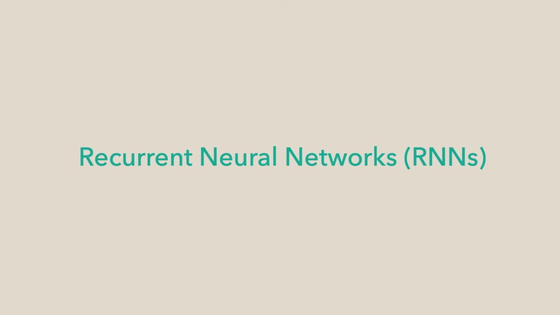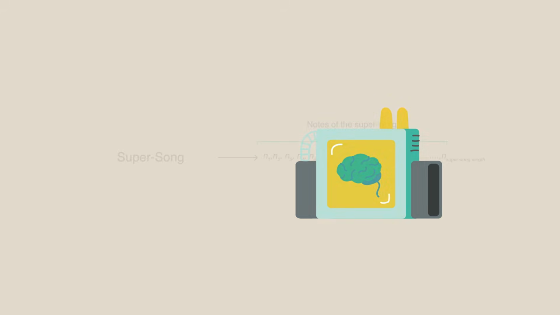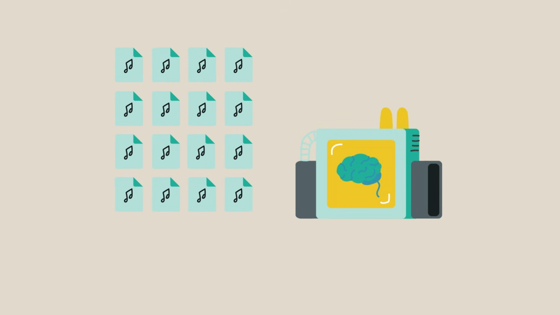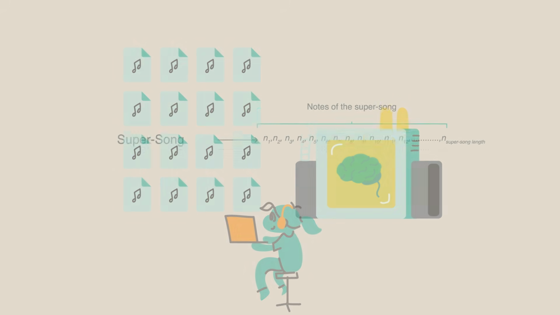Let's walk through an example of music prediction using a traditional recurrent neural network. First, we build a kind of super song by merging melodies from hundreds of songs into one long sequence of notes. Then, the goal is to prepare a dataset that is needed for training a machine learning model that can predict the next note in a melody given the previous 8.